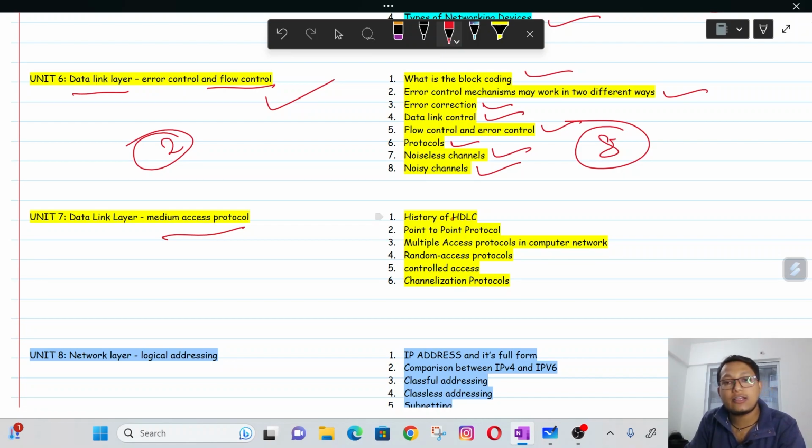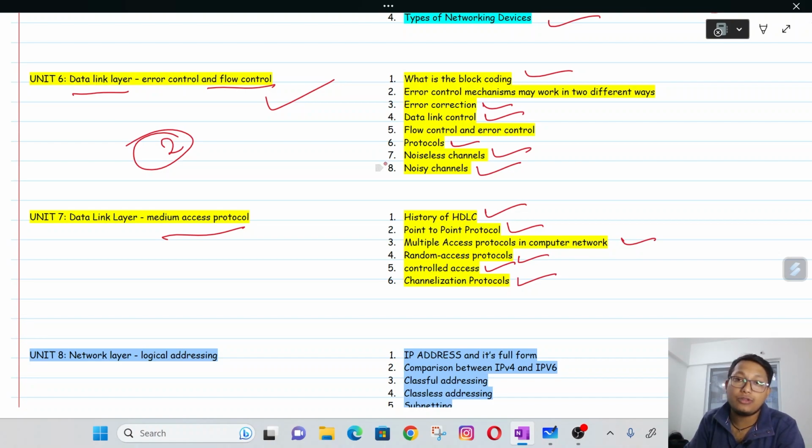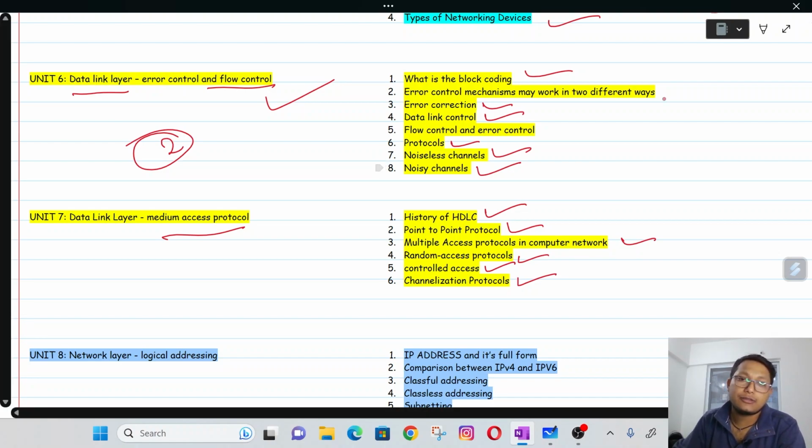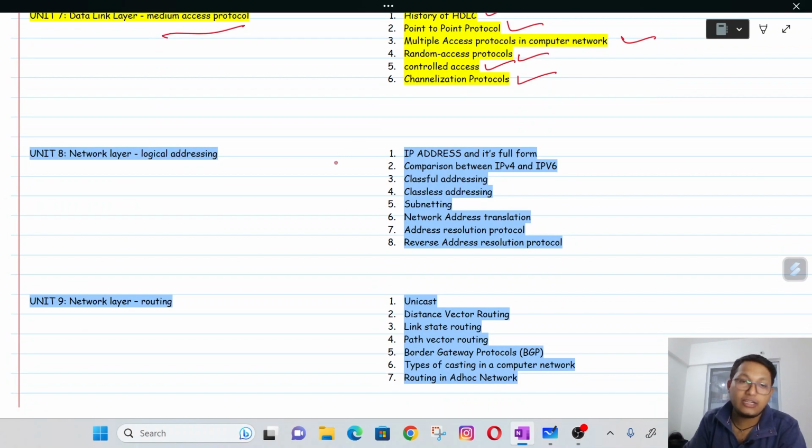Inside it, there are 6 subtopics, and those are history of HDLC, point-to-point protocol, multiple access protocols in computer network, random access protocols, controlled access, channelization protocols. So the data link layer has been covered using 2 units and 14 subtopics. Next we go to the network layer. Unit 8 and unit 9 are about the network layer. In unit 8, network layer logical addressing is explained. In unit 9, network layer routing is explained.